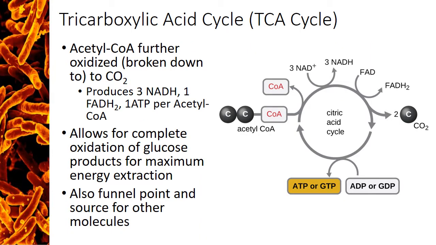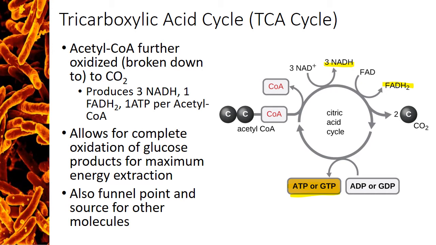The next step in respiration is the TCA cycle, which is also called the citric acid cycle or the Krebs cycle. There are 3 different names, all for the same thing. In the TCA cycle, acetyl-CoA is further oxidized to carbon dioxide. In that process, it's going to produce 3 molecules of NADH, 1 molecule of FADH2, and a molecule of ATP or GTP. GTP is just a different nucleotide triphosphate. While not as commonly used as ATP, it's also an energy equivalent for the cell.